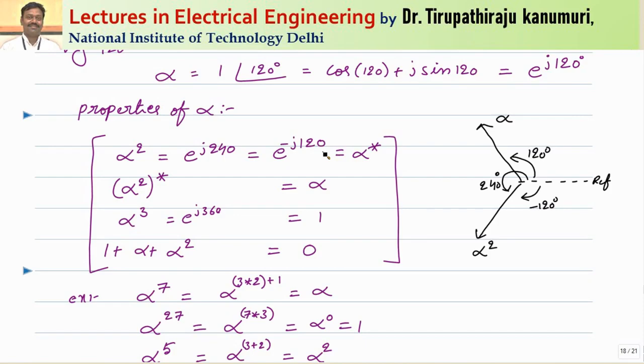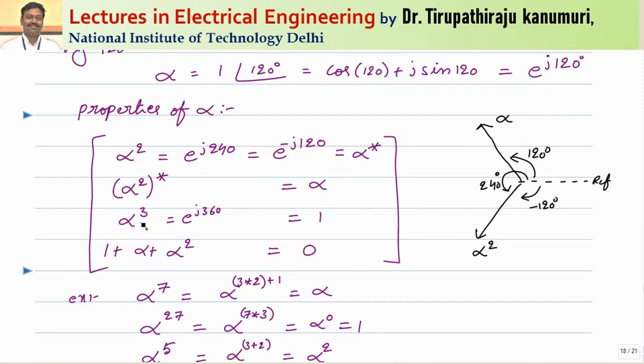Because what is the meaning of conjugate? Conjugate means the imaginary part, whatever is there, you have to change the sign. So this is nothing but the sign of the imaginary component being changed. The real component is not changed, the imaginary component sign is changed. So that's why we can write this as the conjugate of alpha. Getting this? Using this relationship, I can tell that if I take the conjugate of alpha square, that means the conjugate of e to the power of minus j120 will be e to the power of j120. So that will become equal to alpha.